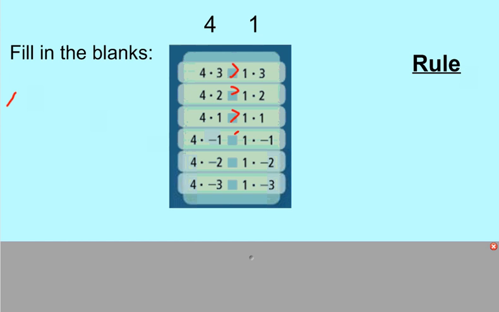Now it switches. Interesting. So we still have the 4's and the 1's, but when we're multiplying by negative, we have to switch the symbol because negative 4 is actually less than negative 1. If you look at a number line, negative 8 is actually less than negative 2. Negative 12 is actually less than negative 3.